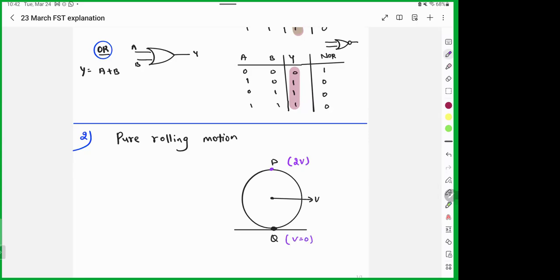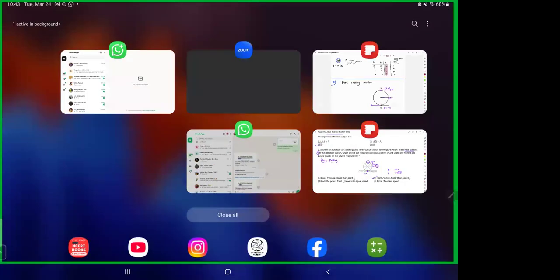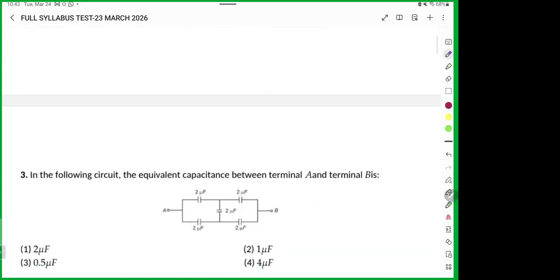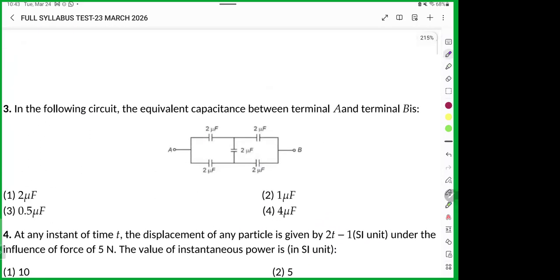Kyonki cancel out kar denge. Iski direction idhar hogi, iski direction idhar, they will cancel out each other, net is 0. But in case of P, this direction is also in the same direction. That's why overall it is increasing. Same direction increasing, opposite direction cancel. Any doubt? If not, then we can move to the third question.